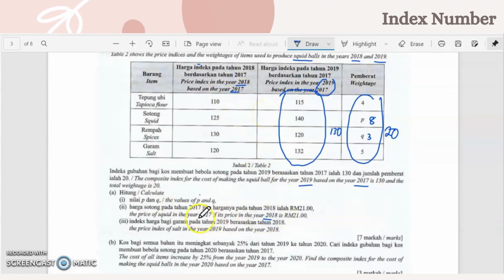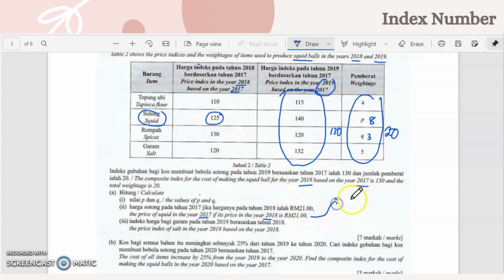2018 based on the year 2017 for the squid here. So we have the price index 125. Okay, what does it mean, the price index? When we have the price index for each item, we can determine the estimation of the price for the year 2017 or the year 2018. If the given price index is 2018 based on the year 2017.